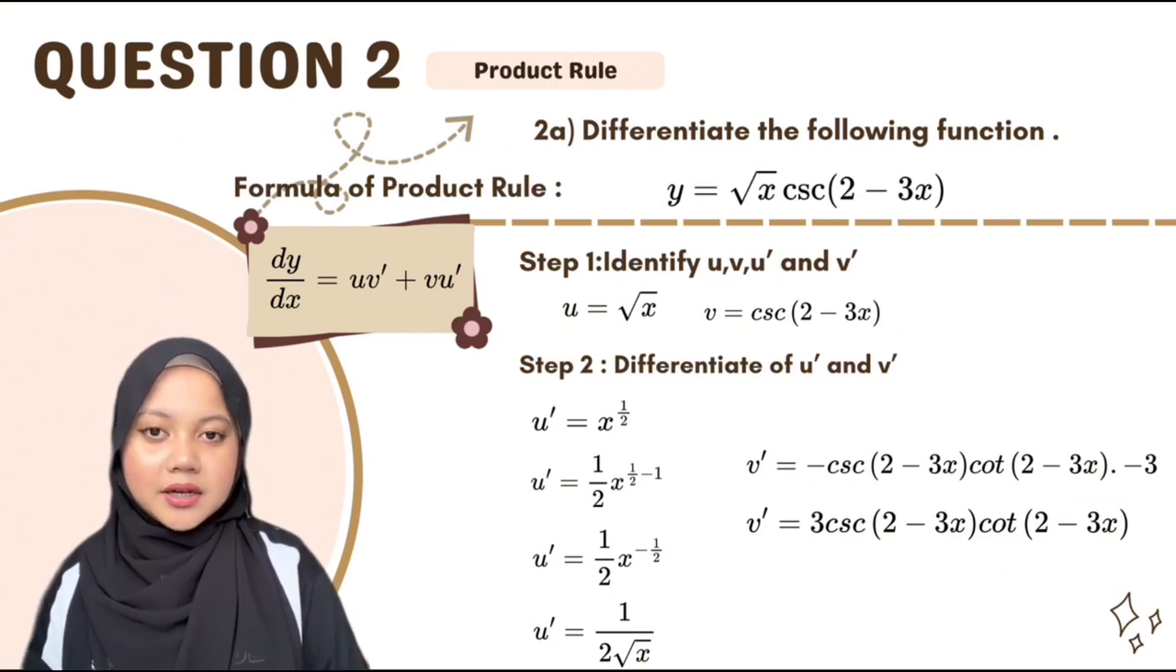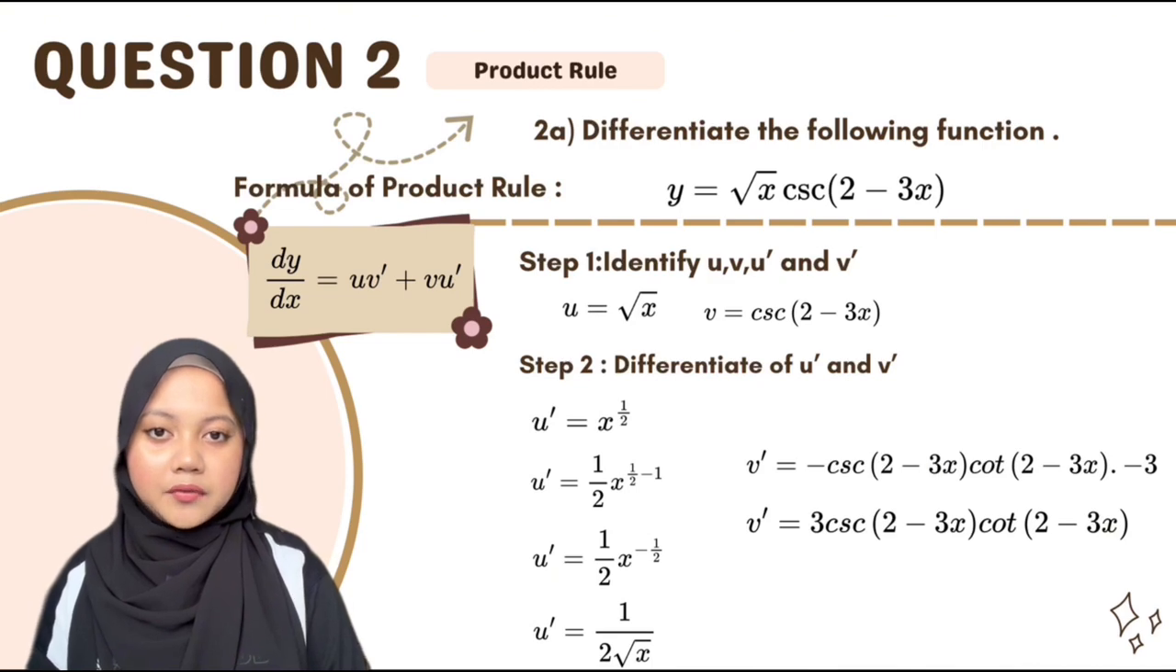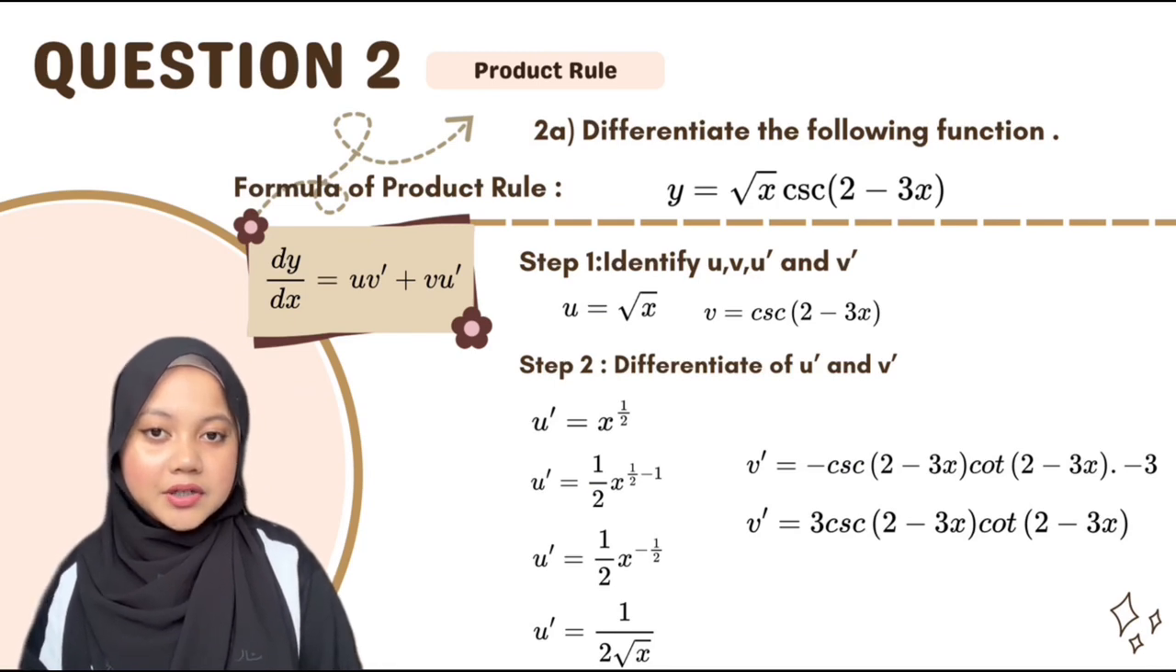The first step is to identify u, v, u prime, and v prime. Let u equal square root x and let v equal cosecant (2 minus 3x). Next step is to differentiate u and v.